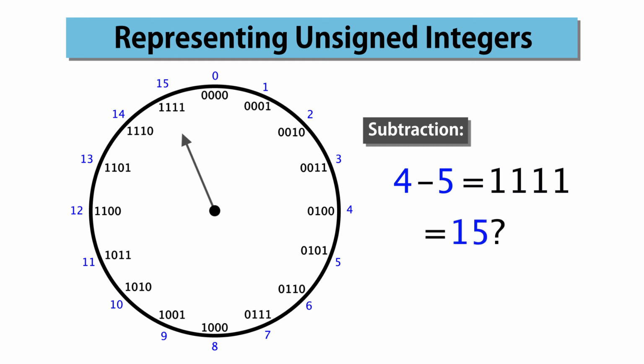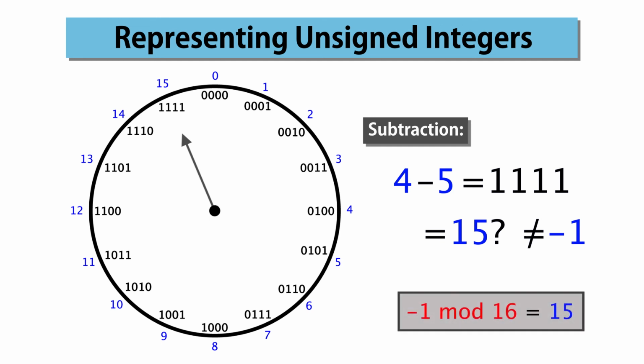Now we'd expect 4 minus 5 to give us an answer of minus 1. But remember that unsigned addition in this system is really addition modulo 16. We can't represent minus 1 as an unsigned number, but we can represent minus 1 mod 16. That answer is 15, which is what our machine gives us. Of course, what we've said about our 4-bit integers applies as well to 32-bit or 64-bit integers.